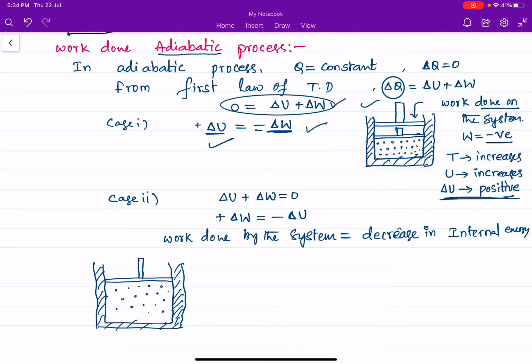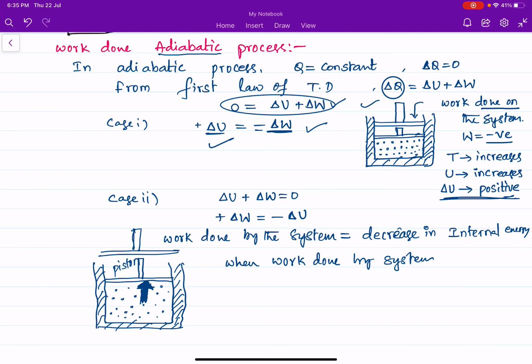When work is done by the system on the surroundings, this is the system here. So the system is pushing the piston outside because work is done by the system here. Because of this, the volume will increase. Volume will be increased.